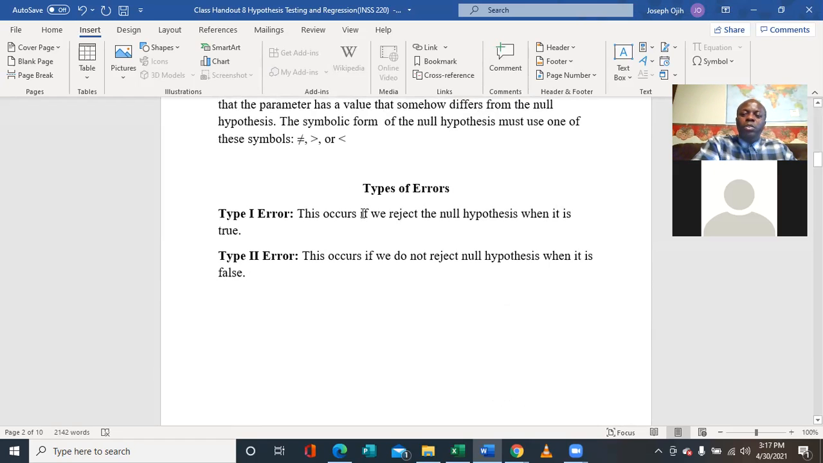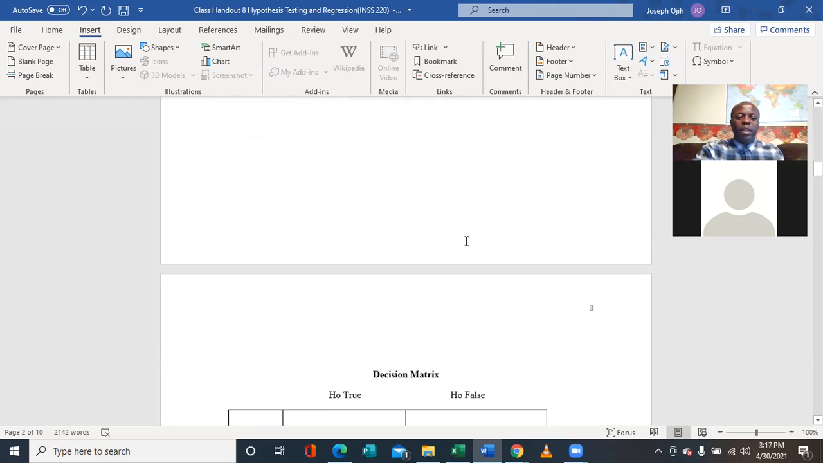Now, let's look at the types of errors. Like I said, you need to understand this before you can state a clear hypothesis. We have the type 1 error and type 2 error. Type 1 error occurs when we reject a null hypothesis that is true. That means we say we have committed a type 1 error. And type 2 error is when we do not reject a null hypothesis that is false. We say that we have committed a type 2 error. I will explain how this works.